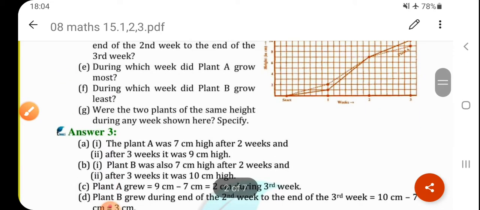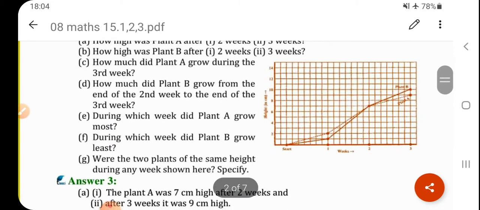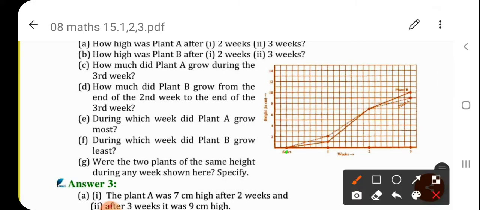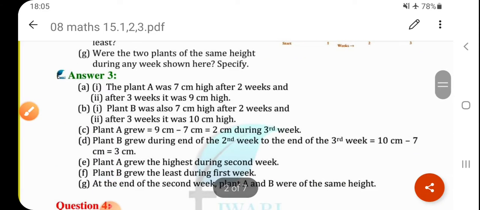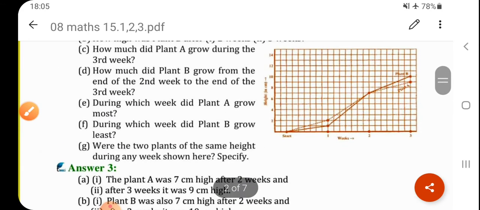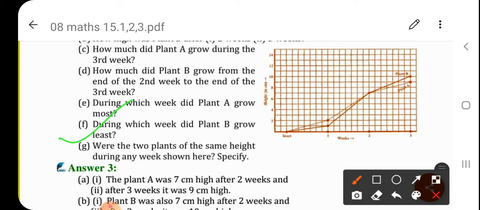Question number E, during which week did plant A grow most? So you can see starting here from 0 to 2 in the first week, 2 centimeter. In the second week from 2 to 7, so 2 to 7 means 5 centimeter. And during the third week, 7 to 9, so 2 centimeter only. So we can say plant A grew the most during the second week. Same question for plant B.